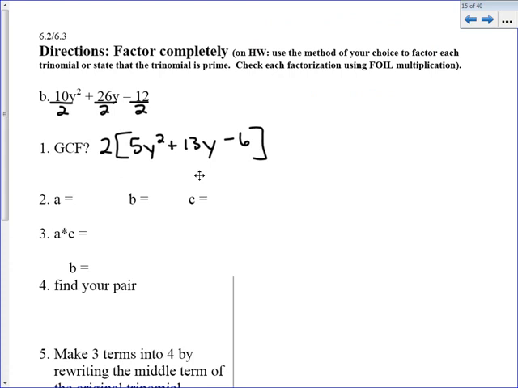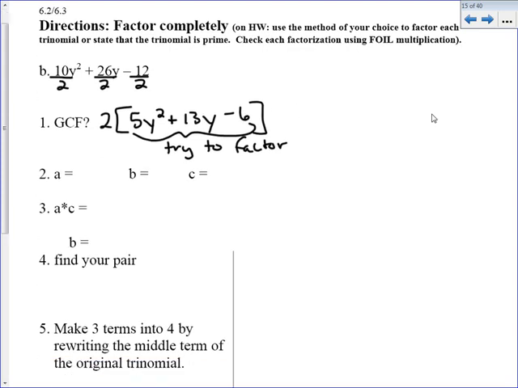So what's A for my problem going to be? 5. So what we're trying to factor now is what's in my brackets. We're not looking at our original problem anymore because we took a 2 out of everything. So we're going to get A, B, and C, and this is why that GCF at the start actually saves you a lot of work. It can make your numbers much more manageable here. So A is 5, B is 13, C is negative 6.